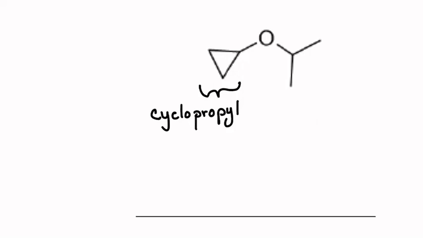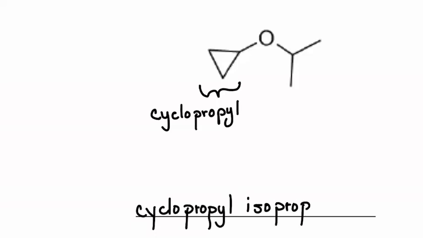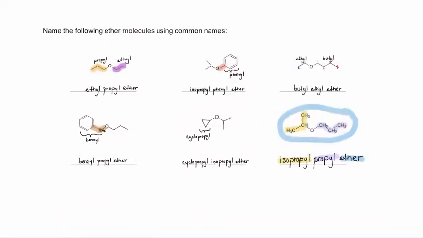So what would be the name of this ether? Great. This is cyclopropyl isopropyl ether. Okay. So be conscious about the different substituents that we can have in an ether.